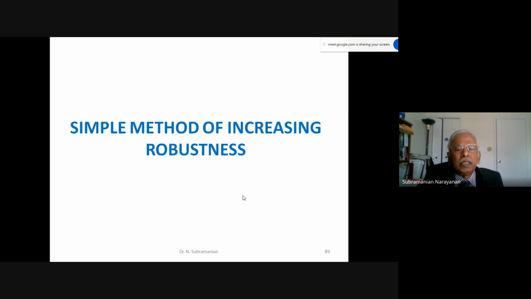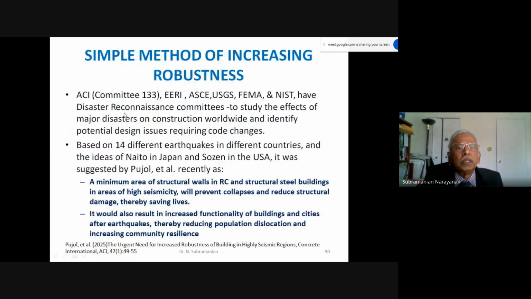So we will just see simple method of increasing robustness. Several committees have been formed by ACI, ERI, ACE, etc. They have disaster reconnaissance committees to study the effect of major disasters in construction worldwide and identify potential design issues requiring code change, based on 14 different earthquakes in different countries, on the ideas of Naito in Japan and Sozen in USA. Professor Sozen has passed away.